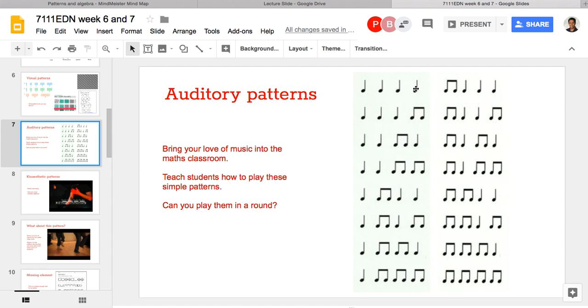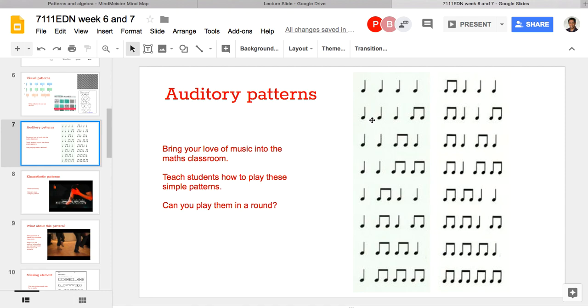I'm sure you get the idea. Okay, this pattern here is we've got 3 crotchets followed by 2 quavers. So the way that we would play this is ta, ta, ta, ti, ti. So if you're doing this with your students, and if you have a background in music, this is an excellent time to bring it in.